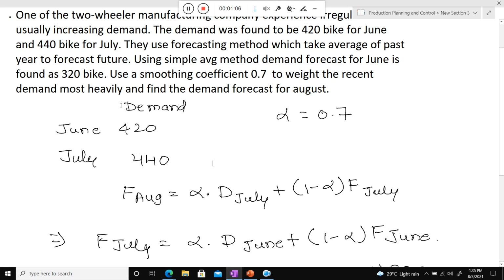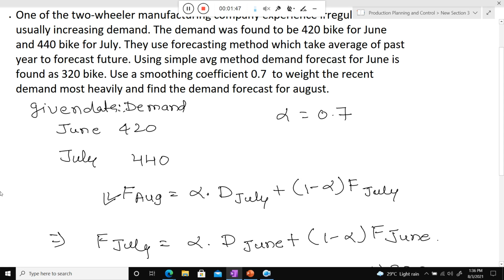Okay, so here you can see the given data. The demand of June month is 420, July 440. Alpha is the given value, that is 0.7, and the question is to find out the forecasting in August month. To find the August month forecast, you need to know the demand of July month and the forecasting of July month. If you know these two numbers, then you can easily predict.